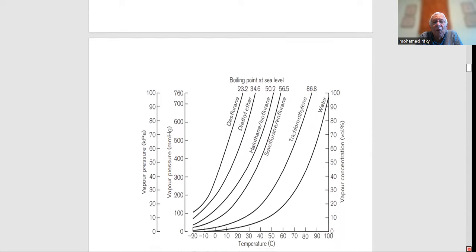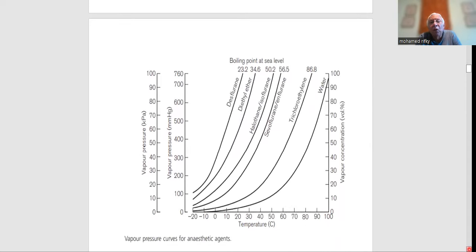By the way, as long as I have this slide, it shows the saturated vapor pressure of different anesthetics. We have desflurane. You know, the saturated vapor pressure is temperature dependent. Whenever I increase the temperature, the pressure increases until I reach 100% concentration. At this point, the vapor pressure reaches the atmospheric pressure, so it boils. So we have desflurane boiling at almost 23.